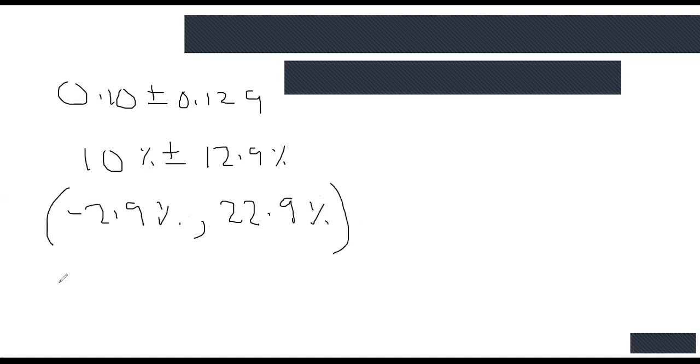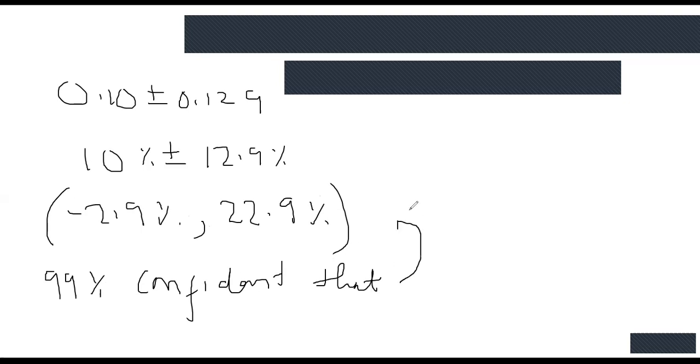So the lower bound will be 2.9 from 10, negative 2.9% to 22.9%. So here we are 99% confident that the true proportion will lie between negative 2.9% and 22.9%. But if you don't know how to comment, just leave it like that. You get the full marks for this confidence interval.